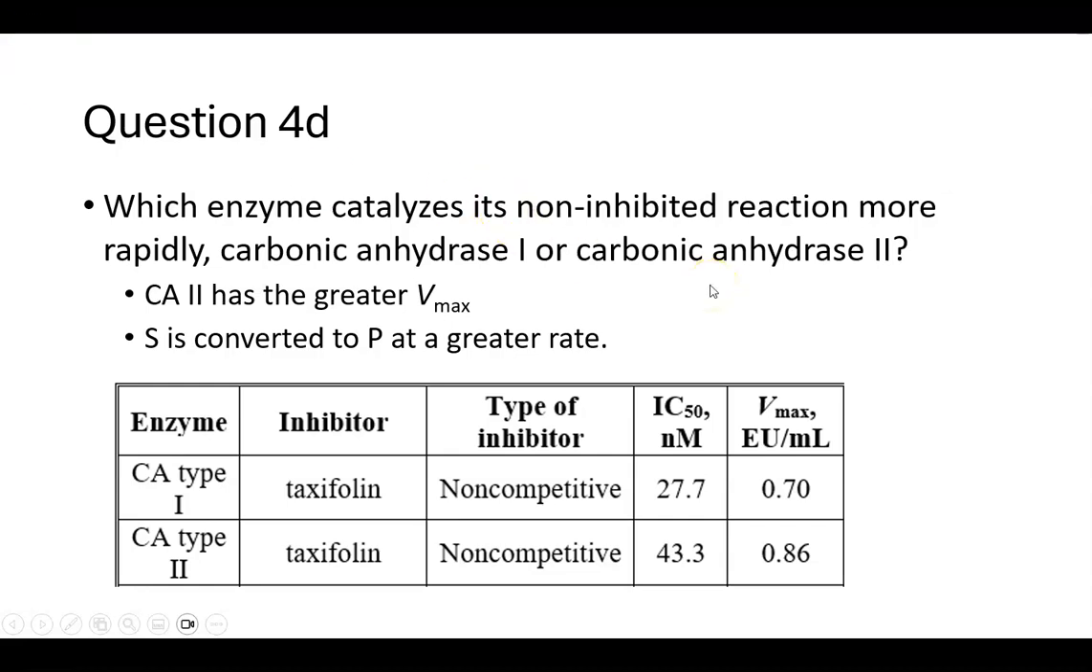Okay, if I compare these, then I made a little table for myself. I looked at the IC50 values and I looked at the Vmax. The Vmax is slightly higher for carbonic anhydrase 2, and I did ask you about the non-inhibited reaction. So substrate is converted to product at a greater rate for carbonic anhydrase 2 than carbonic anhydrase 1 because we measure the Vmax and it's greater.